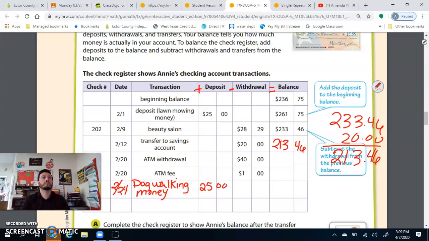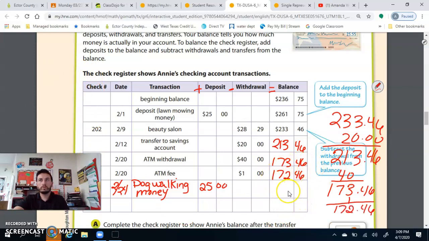We also need to subtract 40 from here, because that's how much money you took out using your debit card. And then there's a charge of $1, probably because you didn't use your bank's ATM machine. That's an ATM fee, and a lot of times they charge, and if it costs $1, that's a good cheap one. Now I'm going to add $25, but don't forget, we're going to subtract that 1. That gives $197.46.